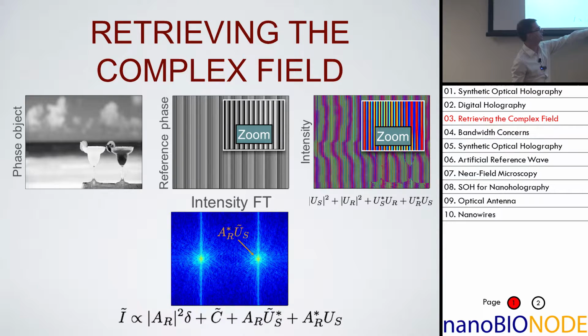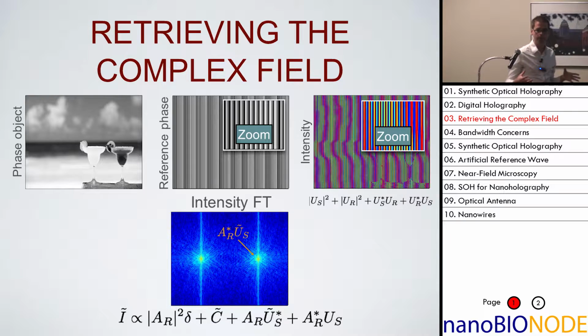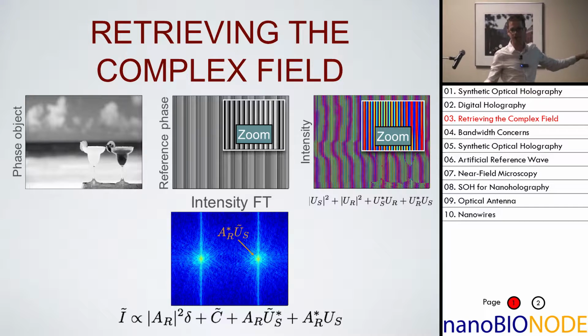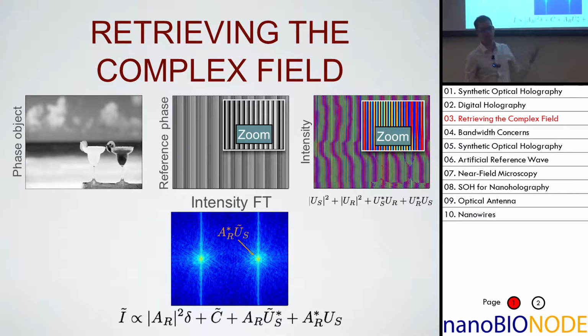This guy is the autocorrelation of the sample, so it actually does vary, but it's very weak because the reference is considered much bigger. And then these two interferometric terms are this blob and this blob. If we look at either one of them, we find something that's proportional to what we want, the complex field. So to get the complex field back, all we have to do is throw away everything else, shift one of these back to the center, and then inverse Fourier transform to get the field back.